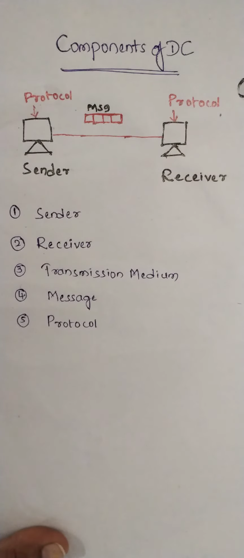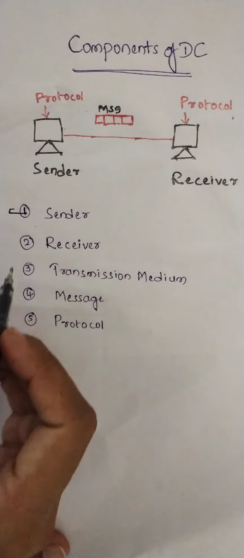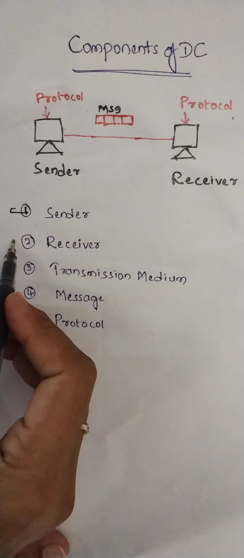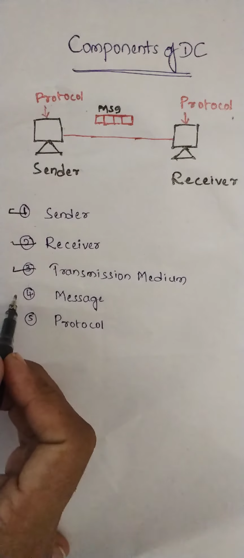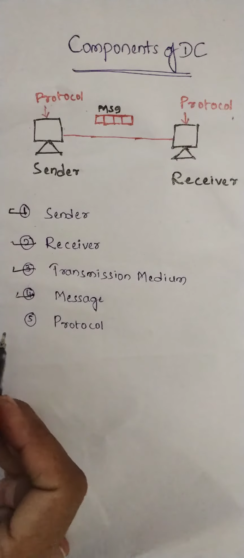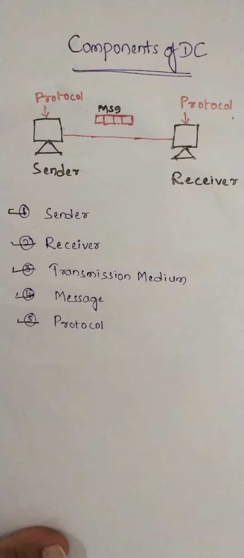For the communication to take place between the two devices, we need the first one, the sender, second one is the receiver, third one is the transmission medium, fourth one is the message, and fifth one is the protocol. Now we can discuss one by one.